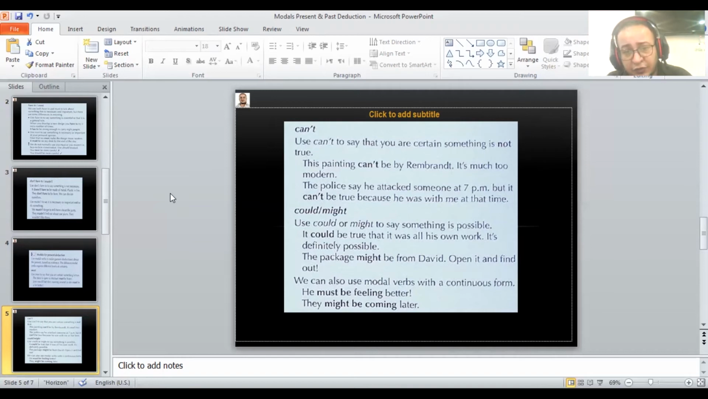We can also use modal verbs with a continuous form. For example, he must be feeling better. They might be coming later.